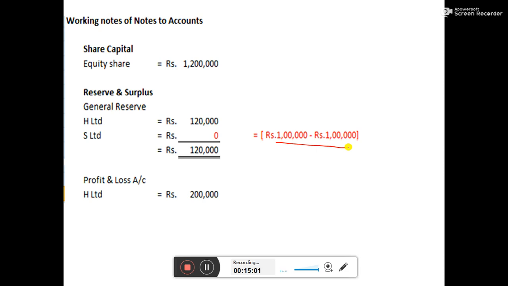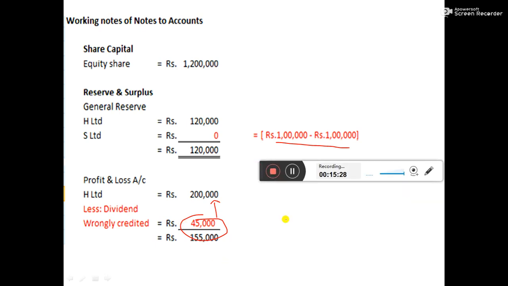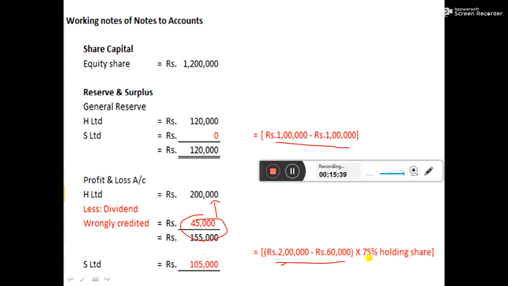Please remember that whenever dividend is issued out of pre-acquisition profit and it is wrongly credited, it has to be deducted. This dividend will be credited to the holding company profit and loss only if the dividend is issued out of post-acquisition profit. So here 1,55,000 is the total. Now we will add S Limited profit. So S Limited 2 lakh minus 60,000, that is 1,40,000. Out of 1,40,000, 75% will be holding company share, 1,05,000. Total is 2,60,000.